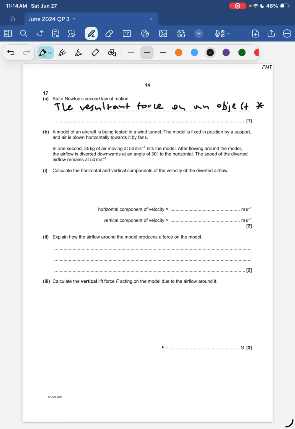So anyway, a model of an aircraft is being tested in a wind tunnel. The model is fixed in position by a support, and air is blown horizontally towards it by fans. In 1 second, 35 kilograms of air moving at 50 meters per second hits the model. So we have the duration of this change, the mass of air and the velocity. After flowing around the model, the airflow is diverted downwards at an angle of 30 degrees to the horizontal. The speed of the diverted airflow remains at 50 meters per second. So question i asks to calculate the horizontal and vertical components of the velocity of the diverted airflow.